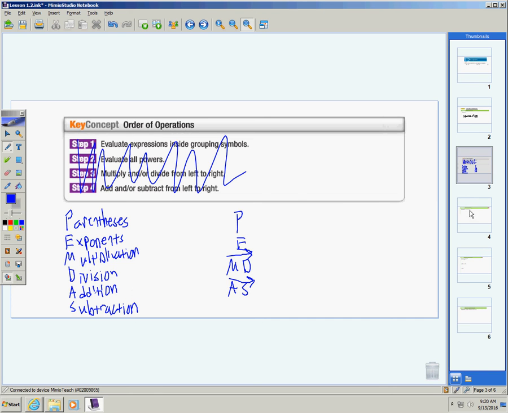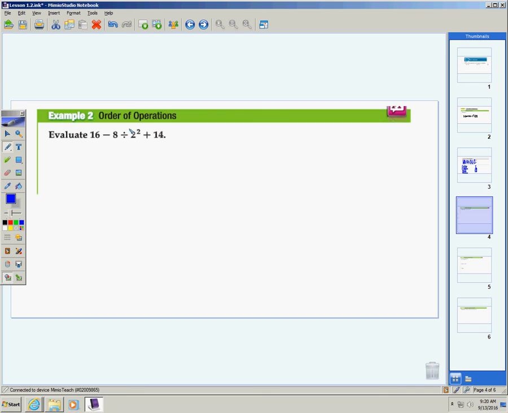So we're going to use that order of operations, and I'm just going to write it off to the side so we can check them off as we go through. So we got 16 minus 8 divided by 2 squared plus 14. We want to evaluate it, find the value of. So we're going to start with my order of operations. P, parentheses. Do all the parentheses? There are none. Done.